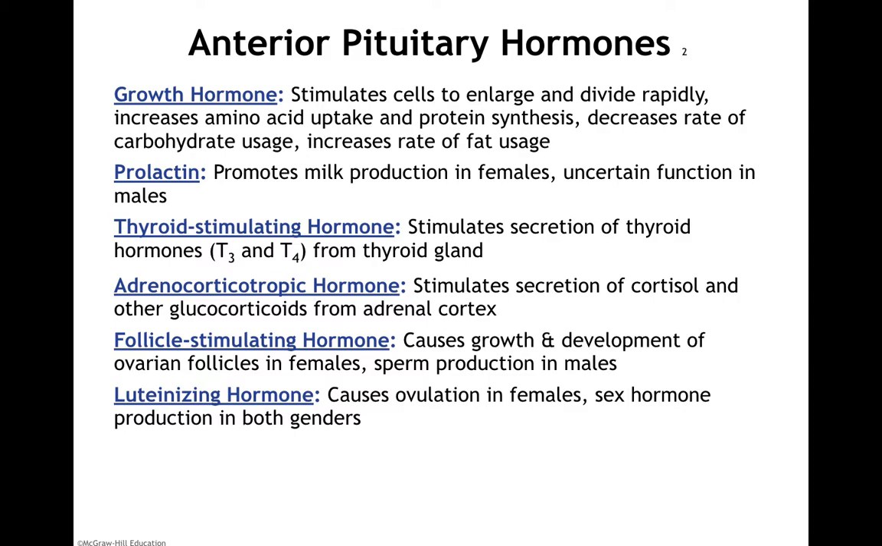The adrenocorticotropic hormone stimulates the secretion of cortisol and other glucocorticoids from the adrenal cortex. Follicle stimulating hormone causes growth and development of ovarian follicles in females. It has a similar effect, working on sperm production in males. Luteinizing hormone causes ovulation in females, and in both genders it causes the production of sex hormones.